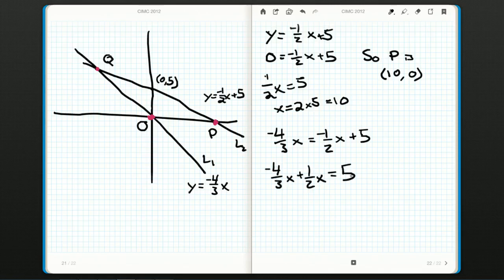All right, so we have minus 4/3 x plus 1/2 x equals 5. So we'd like to add these, get just some term in x by itself, so we're going to have to get a common denominator of 6. And now we can add these two, so it's going to come out to be negative 5/6 x equals 5. Okay?